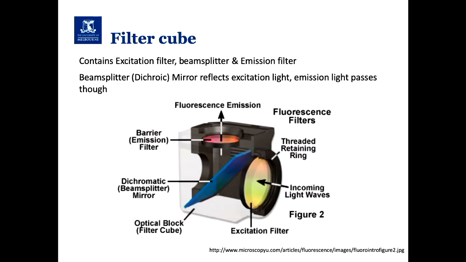So what's happening in this case is we've got white light coming in, being filtered so that just a specific wavelength is traveling through that first filter. This dichroic mirror then reflects that light down. It's going to go down to your objective, through the objective, and onto your sample to excite the fluorescence.